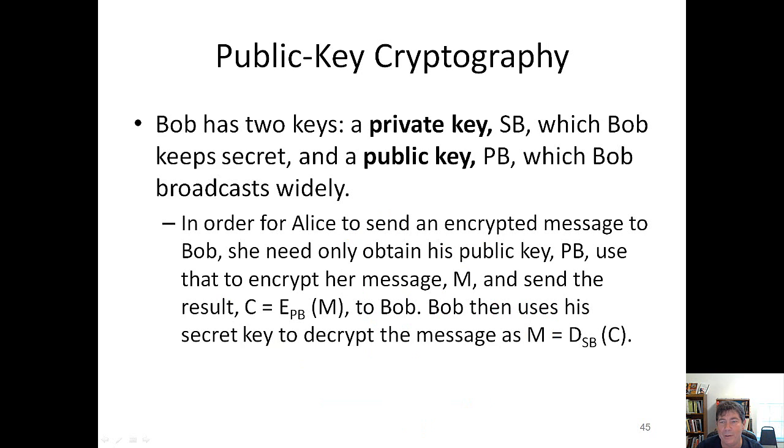Public key cryptography is quite different though. Bob has two keys, a public key and a private key. Bob broadcasts the public key widely. He has no problem. Normally a public key is maybe your username or something. So in order for Alice to send an encrypted message to Bob, she need only obtain his public key, use that to encrypt her message, M, and send the result, ciphertext equals E of M, to Bob. Bob then uses his secret key to decrypt the message, such that plain text equals decryption of C, the ciphertext.